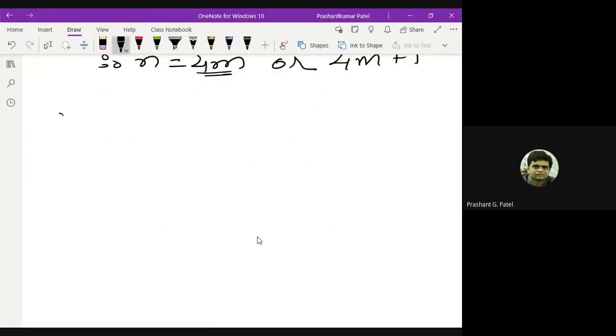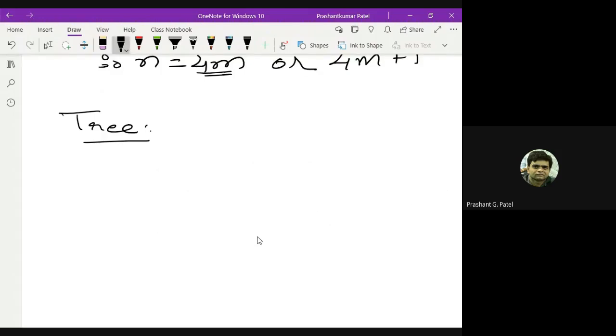So the next topic is a tree. It's a very important concept when you do searching problems in a graph and all others. So what is a tree?